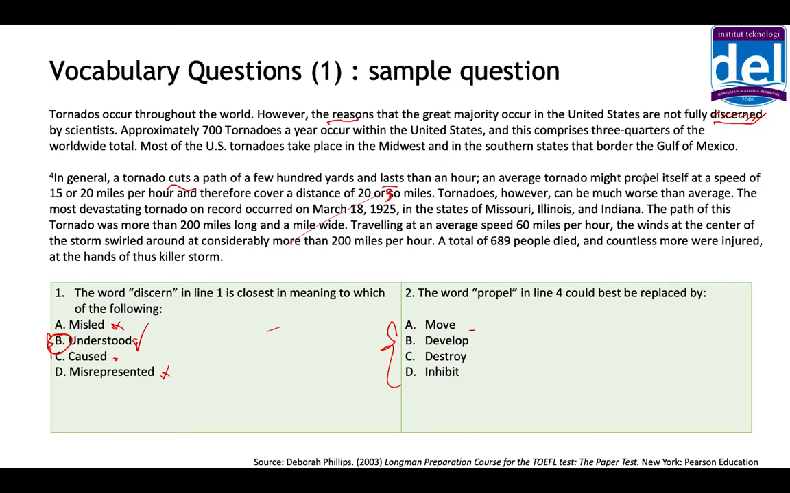So again, we can assume that this word is blank, and then we try to determine the most appropriate word to complete this blank. And the context that can help us is 15 or 20 miles per hour. So this indicates that there is a movement from one place to another place. Or here we can also have a context that it's talking about a distance of 20 or 30 miles. So the most appropriate one to complete this blank is move, because it's talking about distance. So that is how to determine the meaning of the difficult word by looking at the context of the text.